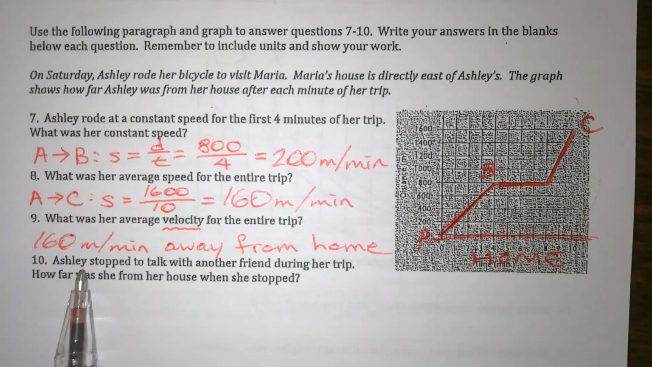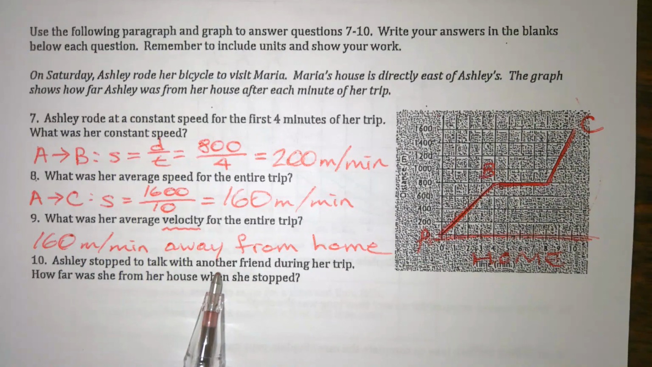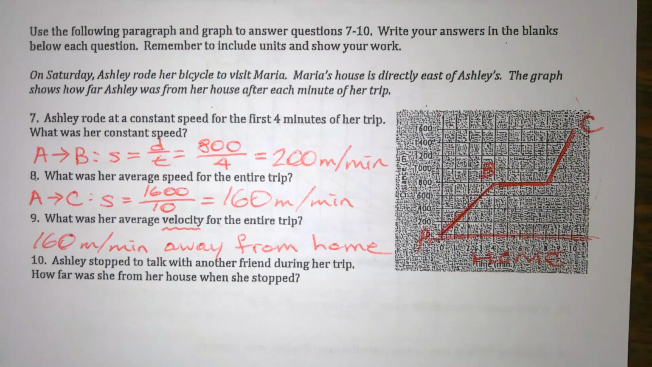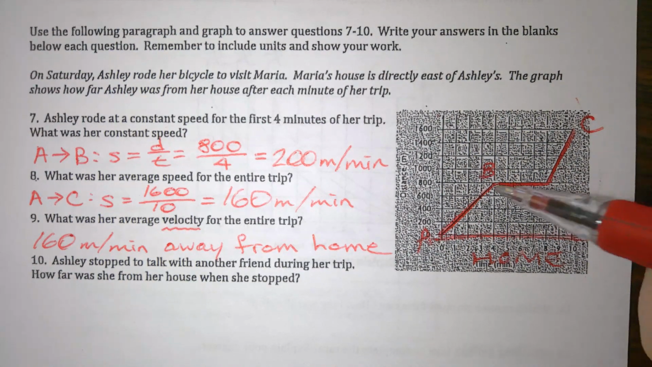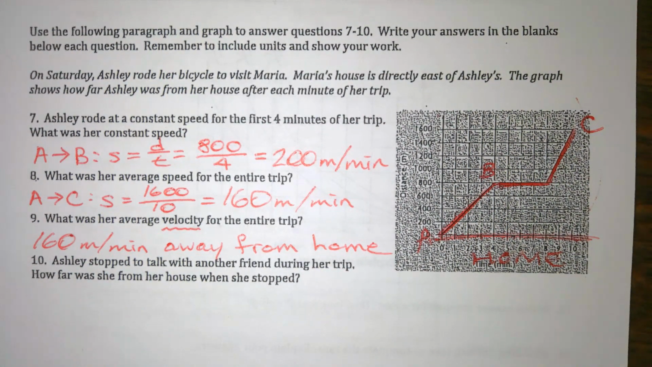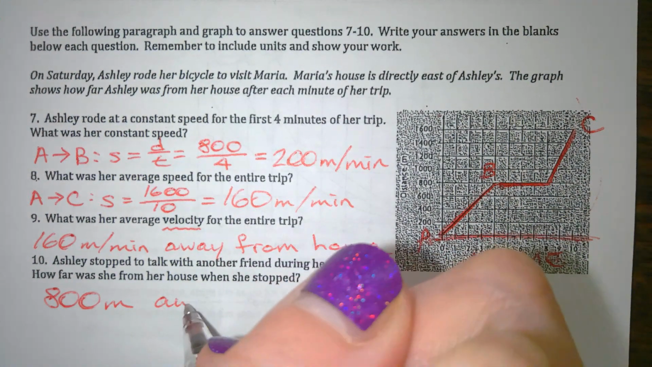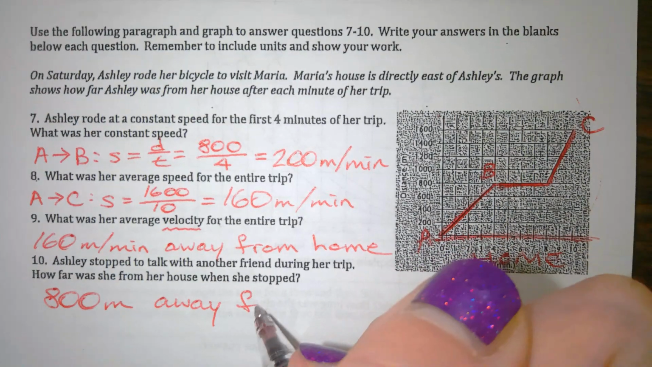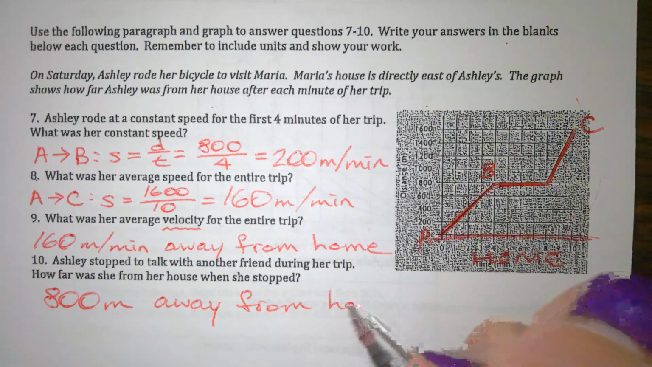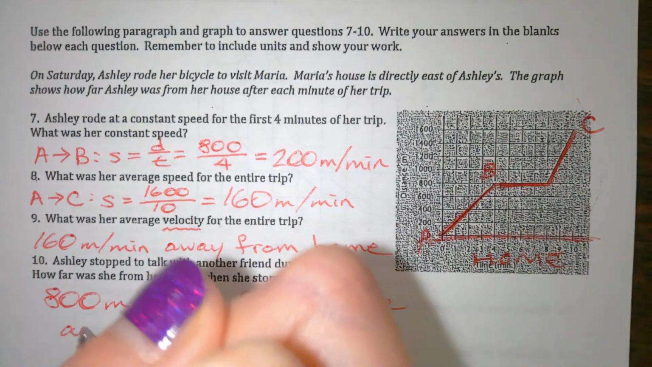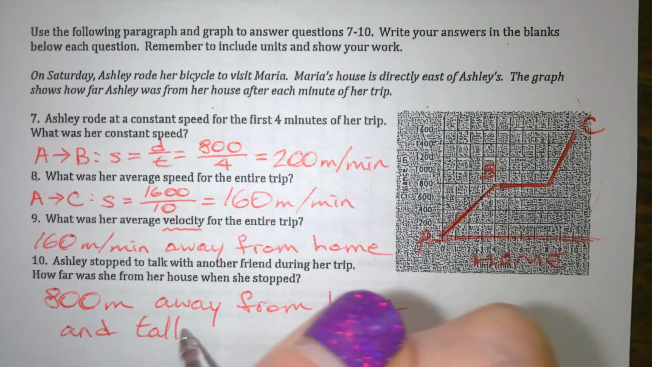Okay. So actually, she stopped to tell her other friend that she's running away from home. How long did she talk for, and where? How far away was she when she did that? Katya? She was 800 meters away. Good. 800 meters away from home, and talked for 4 minutes.